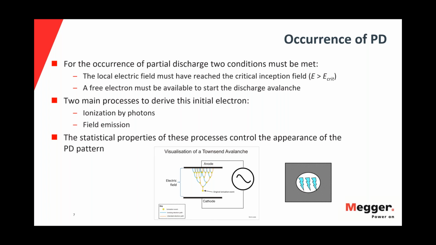Another important thing to consider is that a free electron must be available to start the discharge avalanche. What we mean is that a free electron will be accelerated because of the high electric field, and once the free electron accelerates, it creates a high energy collision, and it also frees other electrons within the insulation surrounding. Then an electron avalanche will happen, and that electron avalanche will cause a pulse at that location.